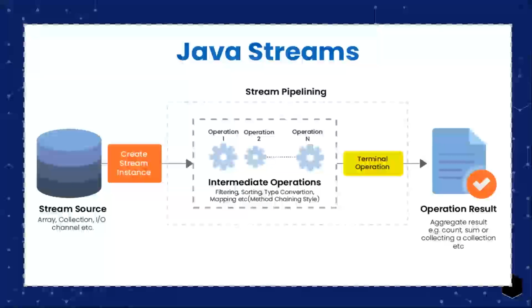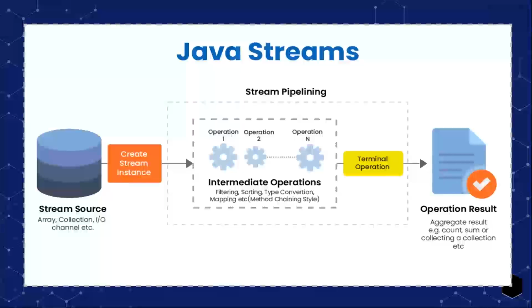In this diagram, the stream source can be anything. From the source, data can be taken in the form of an array or a collection or as an input output channel, etc. The stream from the source goes to the program, where a number of operations can be performed, like filtering, sorting, type conversion, mapping, etc. These can be done on a particular data.